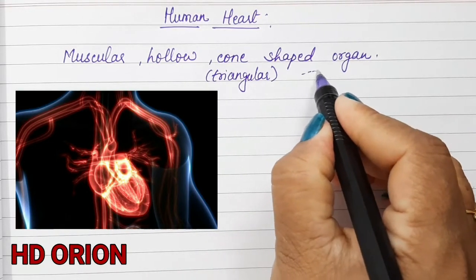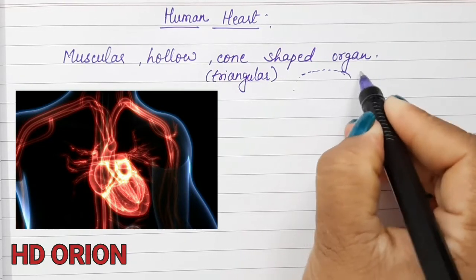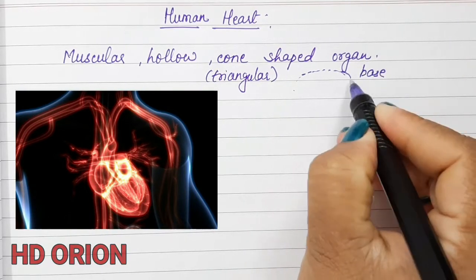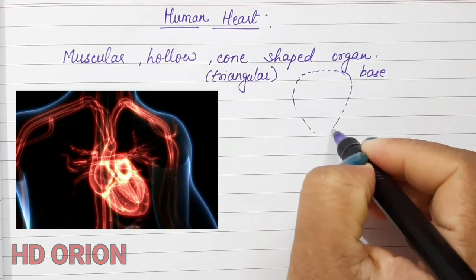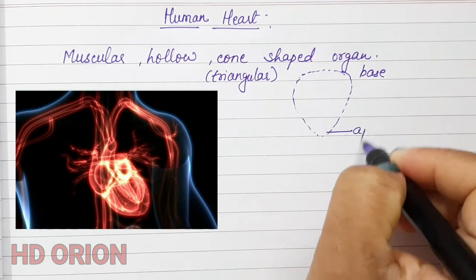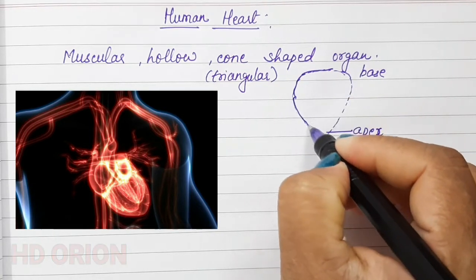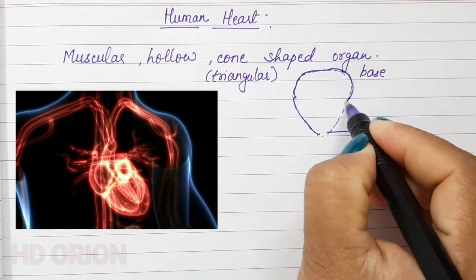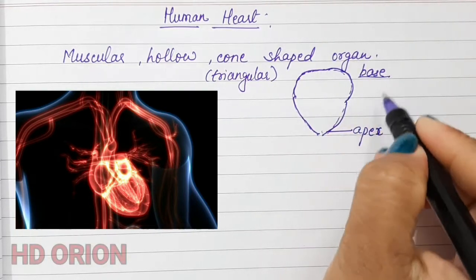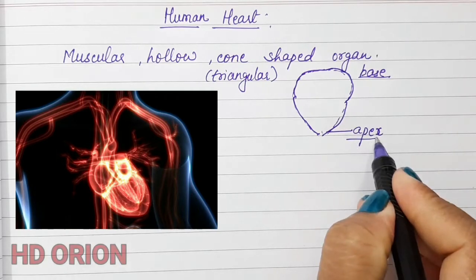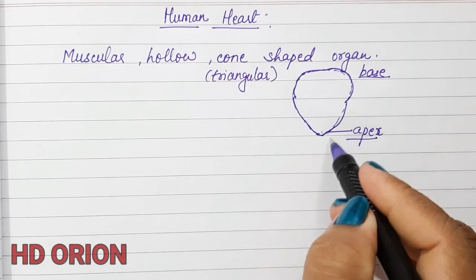The one which is above is the base, which is the wider part, and the one that comes towards the lower end is known as the apex. So this is the structure of the heart in this manner. The one which is above and is broader is the base, and the one which is below is the apex. The apex makes it a bit triangular in shape.